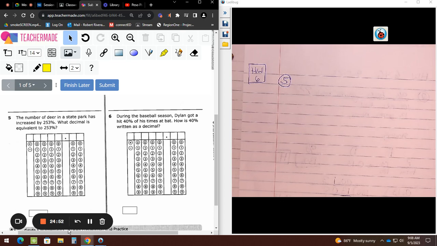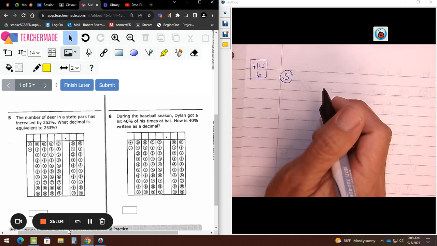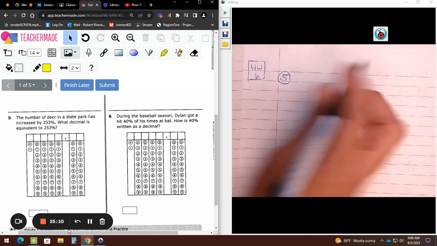Okay, I'm doing number 5. I decide what I do. And the reason is because I'm trying to choose the harder one that I do. The other one I think is easier, to be honest. Here we go. The number of deer in a state park has increased by 253%. What decimal is equivalent to 253%?